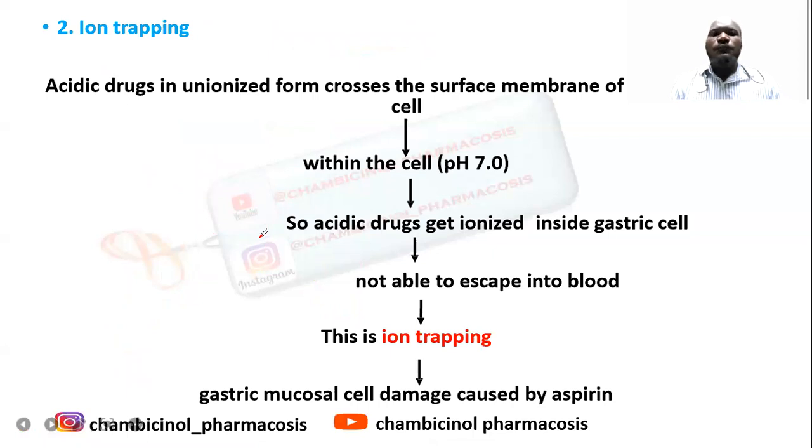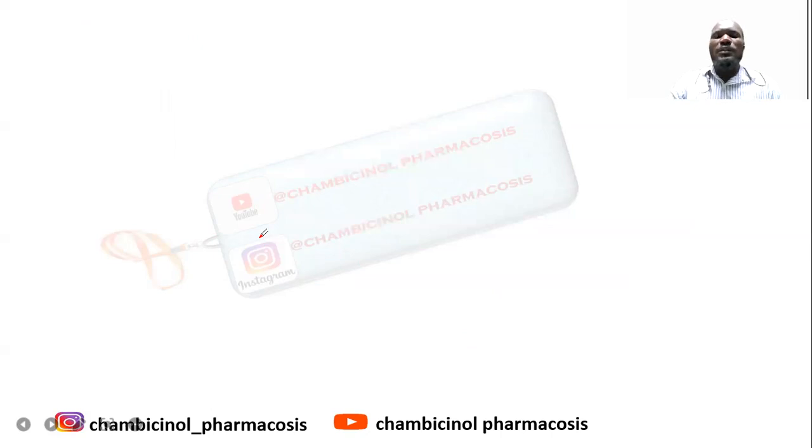So you can see here, most of the drug will be in unionized form, especially when it is in the stomach because of the acidic pH. But once they reach within the cell, where the pH is alkaline, this drug, which is acidic, will get ionized. So it will not be able to escape into the blood. This concept is called ionic trapping, and it explains very well why drugs such as aspirin cause peptic ulcers. In some individuals, when they take aspirin, you end up getting aspirin-induced peptic ulcers.